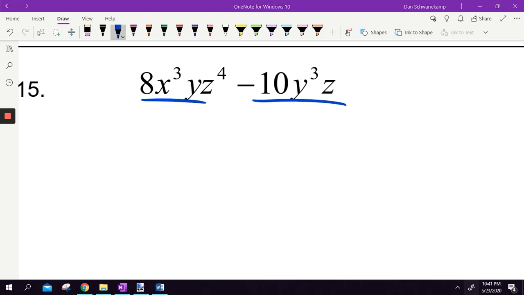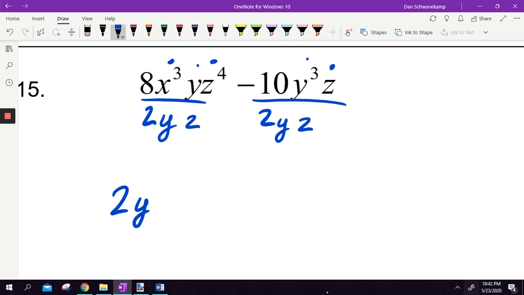8 and 10. What can I take out of both? Well, both of them are divisible by 2, so I'm going to divide by 2. This has an x cubed. This one doesn't have any x's, so x is not a common factor. It's not with both of them, so I'm not going to take out an x. I've got a y here and a y cubed there, so I'm going to take out just a y out of each. Z to the 4th and z. What can I take out of both? Well, just one z. So my GCF is 2yz.